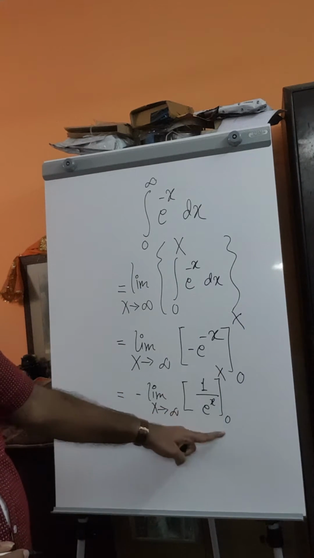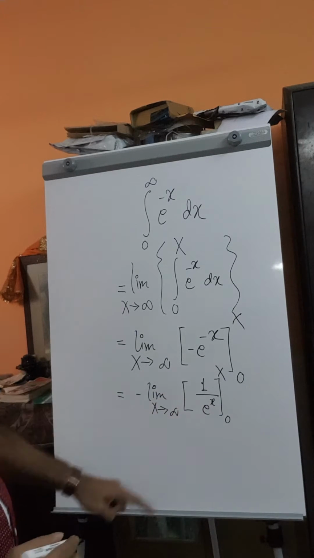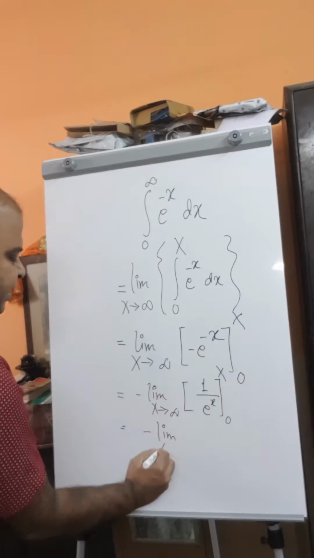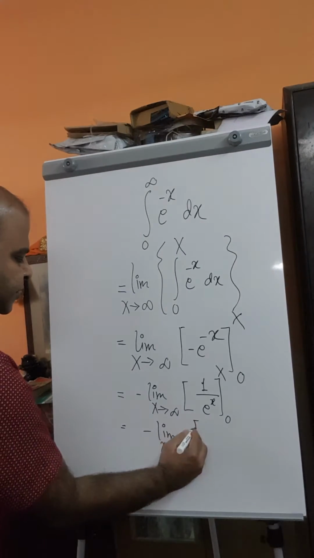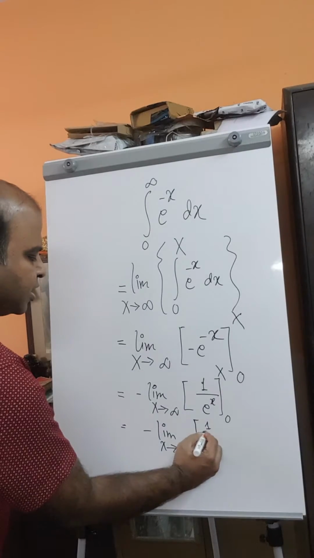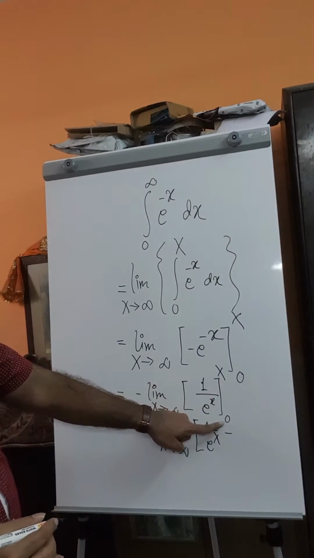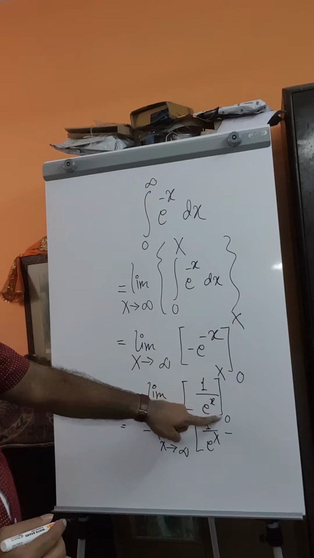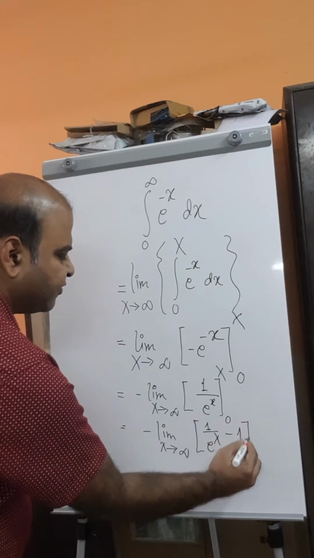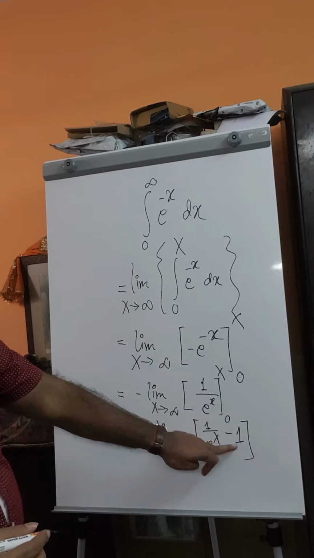Then we have to substitute the limits here before applying the limit. We have to substitute the upper limit, then the lower limit. So this becomes minus limit X tending to infinity. If I replace small x by capital X, that is the upper limit, we have 1 upon e to the power capital X minus, if I replace small x by 0, that is the lower limit, there is a rule, first upper limit minus lower limit. So e to the power 0 is 1, so 1 upon 1 gives us 1. So finally we have limit capital X tends to infinity, 1 upon e to the power capital X minus 1.